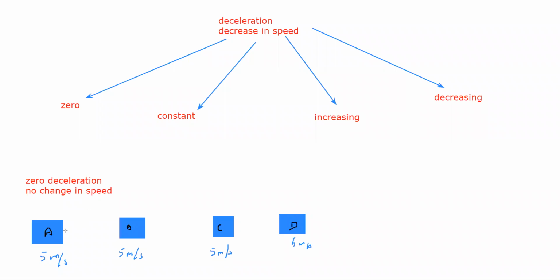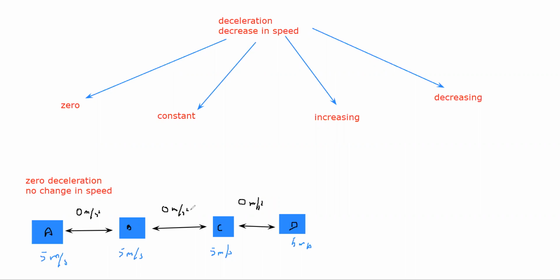What is the change from A to B, B to C and C to D? From A to B, what is the change? It is 0 meter per second square. What is the change from B to C? It is also 0 meter per second square. What is the change from C to D? It is also 0 meter per second square. So there is no change in the speed.